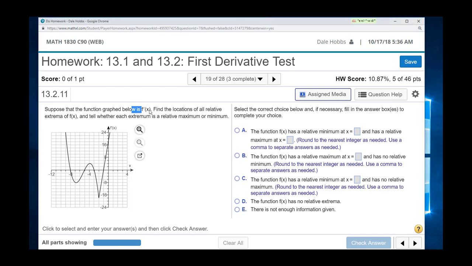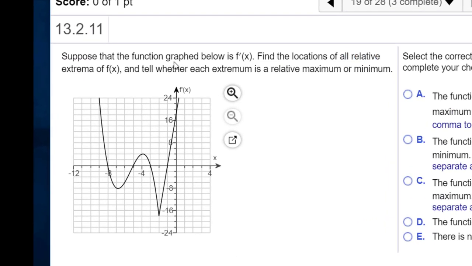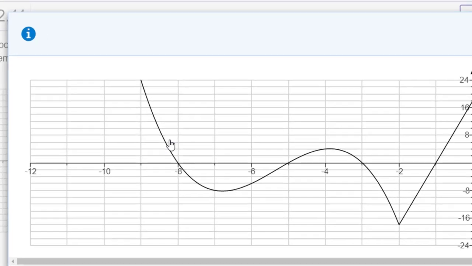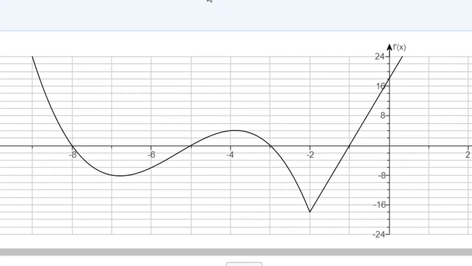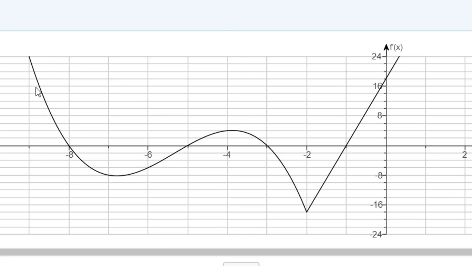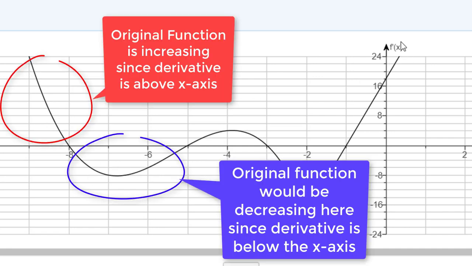This next example right here is the perfect one to show you how confusing it can be when you're going from the graph of the original function to looking at the graph of the derivative. This one is a picture of the graph of the derivative, and it wants all the relative extrema for the original function, which you don't have a picture of. This is how you use the derivative to determine your relative extrema.